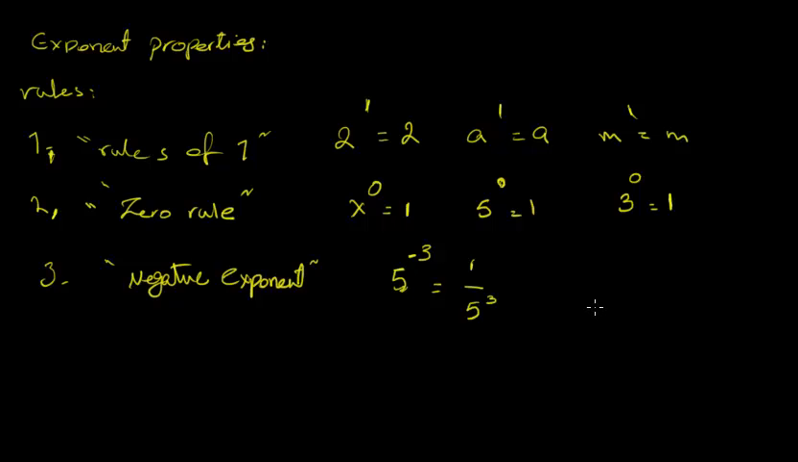Right? And then if you want to solve it, you would say 1 over 125. Or you have 2 to the power of minus 4. We put it in the denominator, 1 over 2 to the 4th power, and the result is 1 over 16.